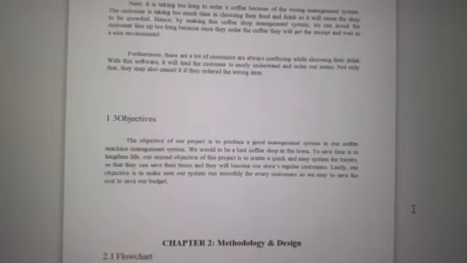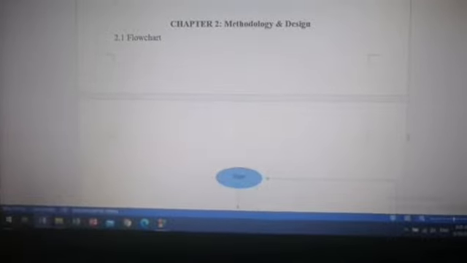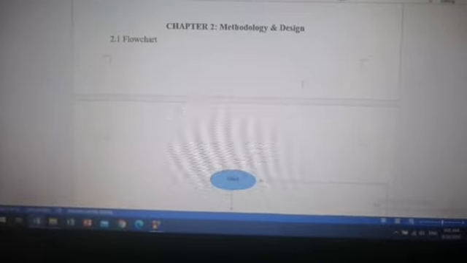Objective: our project is to produce a good management system in our coffee shop management system. We work to be the best coffee shop in the town, to save time in life. Lastly, our objective is to make sure our system runs smoothly for every customer, so we made it to save cost and save our budget. Now I will discuss Chapter 2, which is the flowchart and the coding.